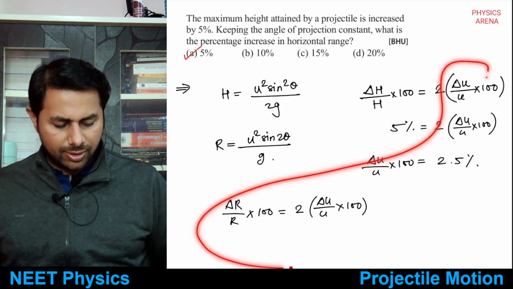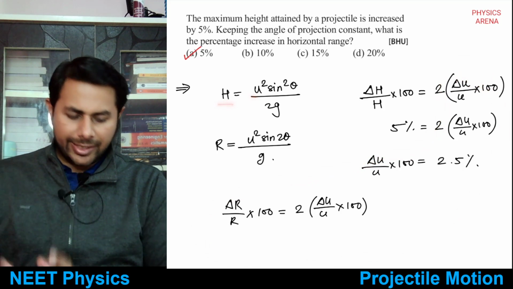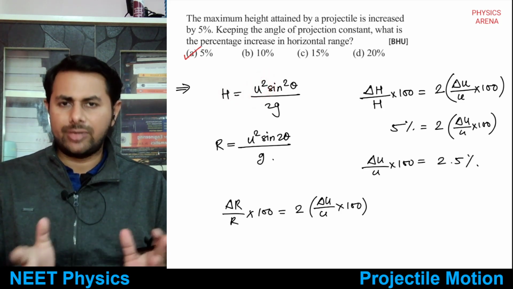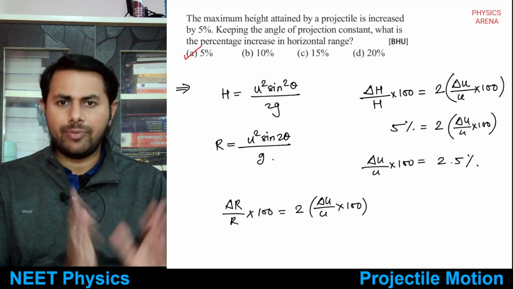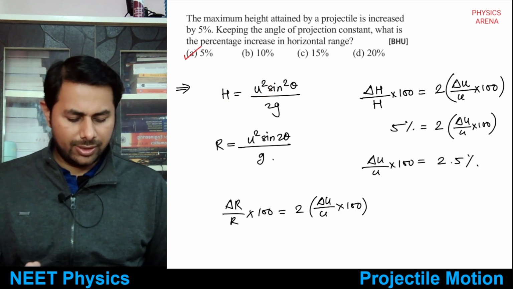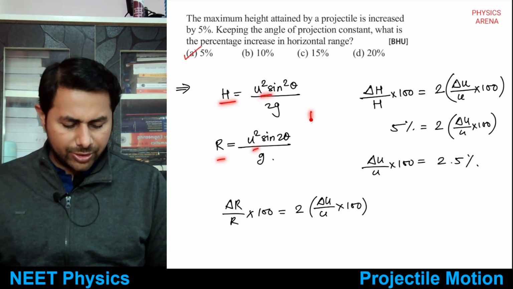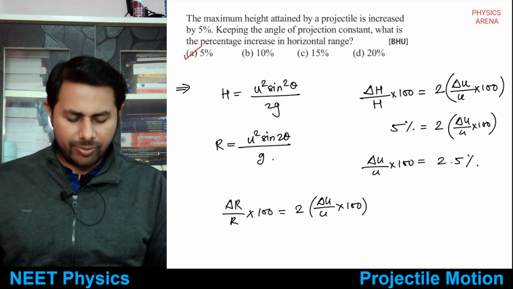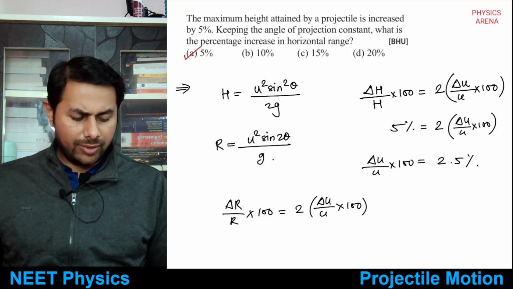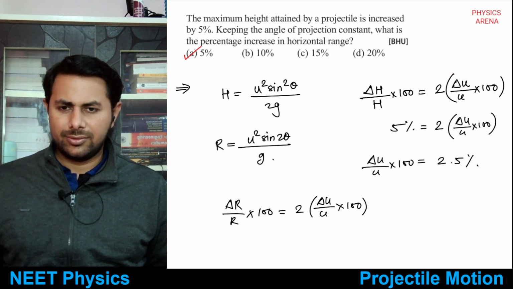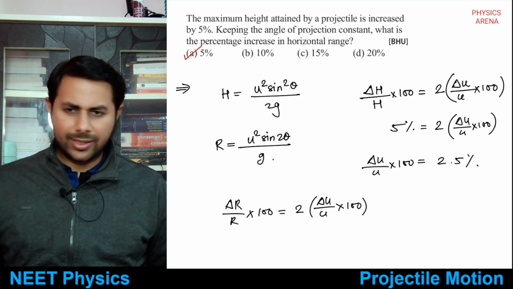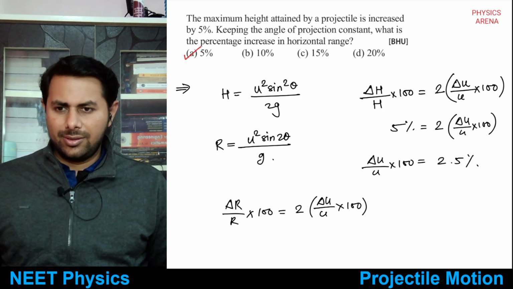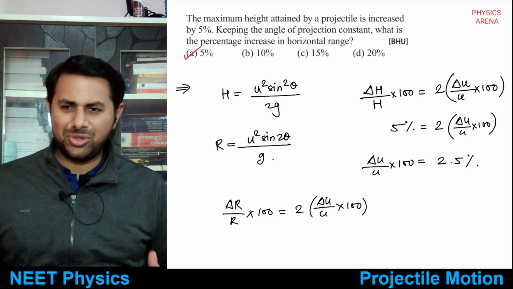But we don't need to do all this maths. If h is proportional to u square, then the percentage change in h is 5%. Then the change in u must be what? This is equal to 2 times the percentage change in u. So the percentage change in u is 2.5. And because the proportionality is the same for h as well as r, the percentage change in r will be the same as that of h. We don't even need to write down anything. We can do all that in the mind, right? So our mind should run that way.